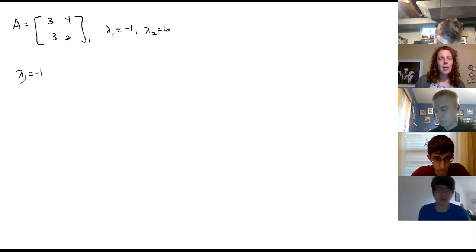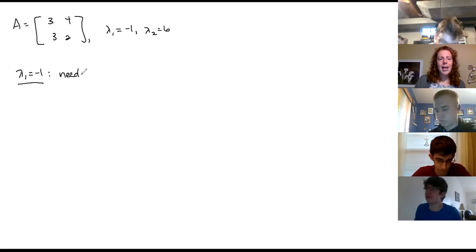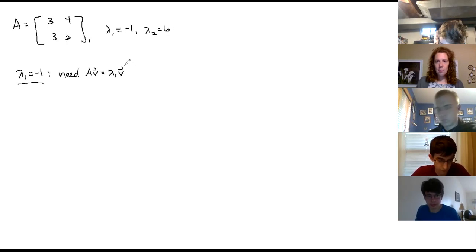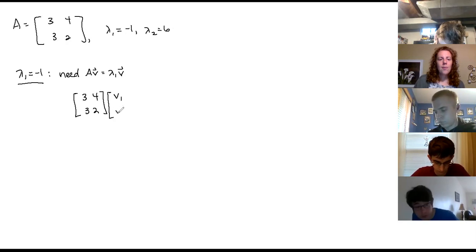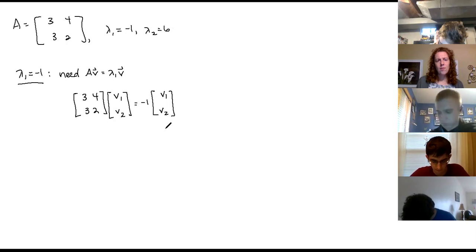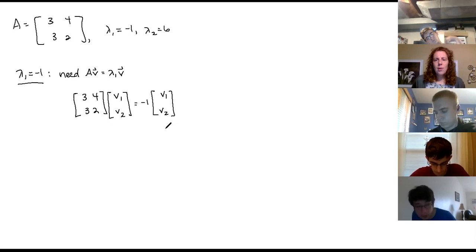So for lambda 1 equals -1, I need AV equals lambda 1V. That's what I need. Or in other words, the matrix [3, 4; 3, 2] times the vector V1, V2 equals -1 times the vector V1, V2, right? I don't know what V is, so this is going to be my unknown vector. [3, 4; 3, 2] times V1, V2 equals -1 times V1, V2.